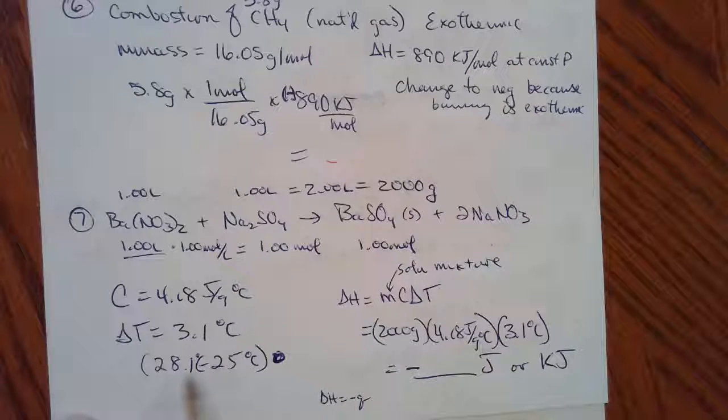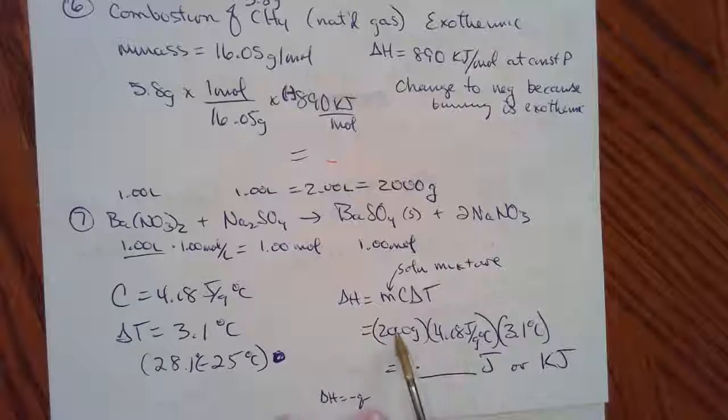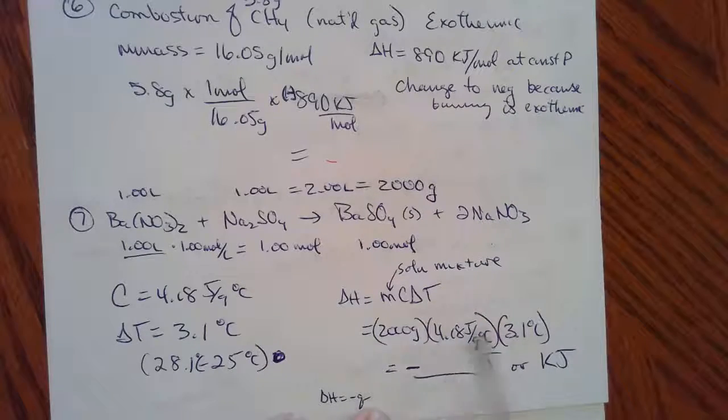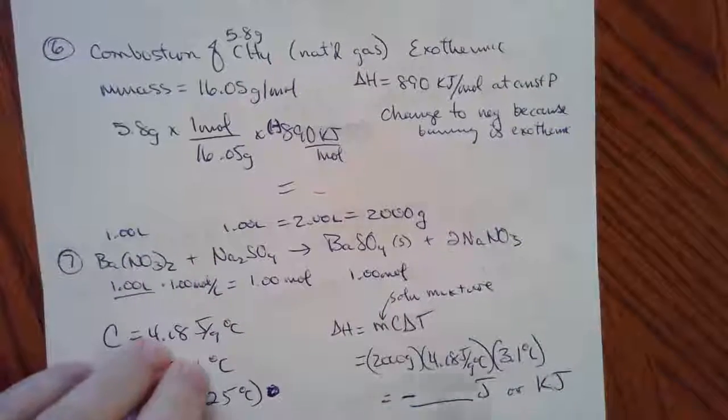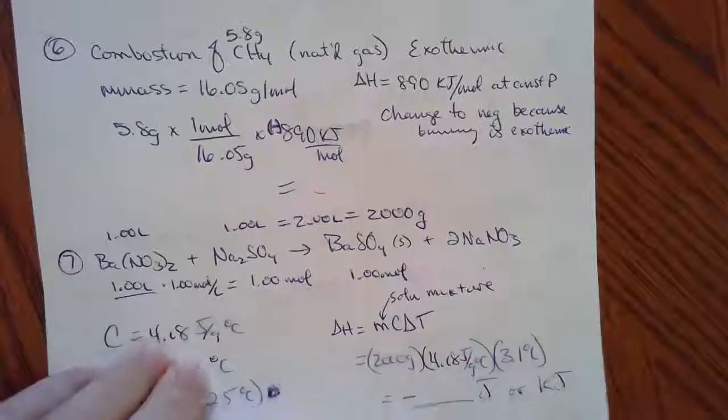Delta T 28.1 to 25, went up by 3.1. So 2,000 grams, 4.18 joules, 3.1 degrees Celsius, and we'll make it negative because we know it's exothermic. Because temperature went up, it's exothermic. Do the math. Make it negative.